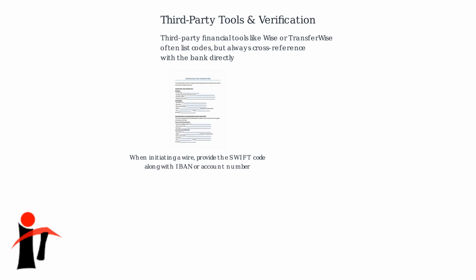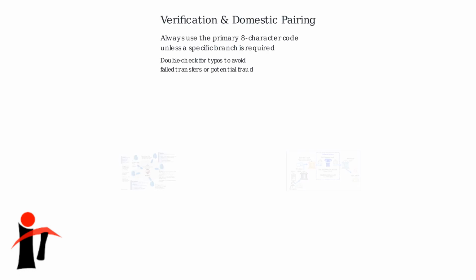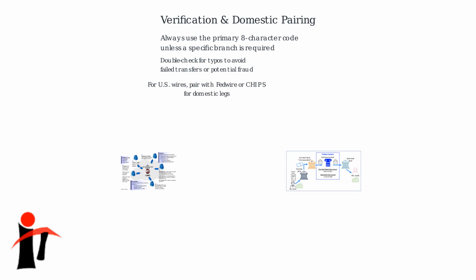When initiating a wire, be prepared to provide the SWIFT code along with other details like the IBAN or account number. Always use the primary 8-character code unless a specific branch code is required. Double-check for typos to avoid failed transfers or potential fraud. For U.S. wires, they are usually paired with Fedwire or CHIPS for domestic legs.